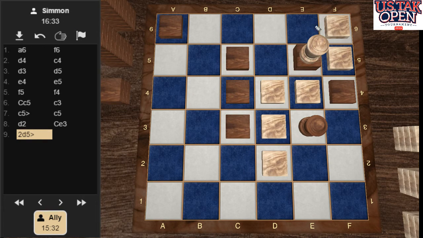Oh, and there we go. Simmon's soaking up some flat stones there. And this is an attack threat coming through here. All he needs is this square. So Ally's either got to block this square or capture something. So we'll see where that goes.